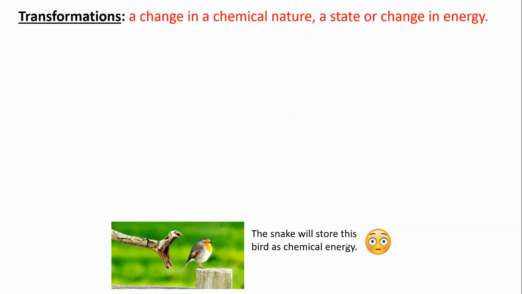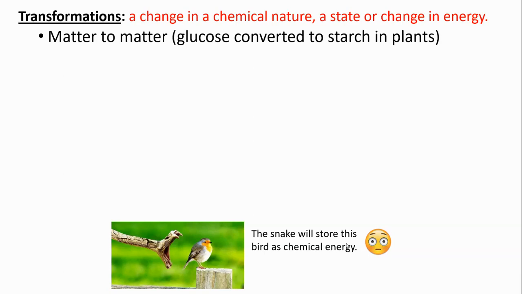Okay, so transformation is going to be a change in chemical nature, the state, or change in energy. So if you transform something, you're turning it into something else. Okay, so you can turn matter into a different type of matter. So when plants do photosynthesis, they're taking glucose, that simple sugar, and they're converting it into starch, which is a complex sugar. So it's really just a bunch of glucose put together. Okay, so one matter converted into another kind of matter.